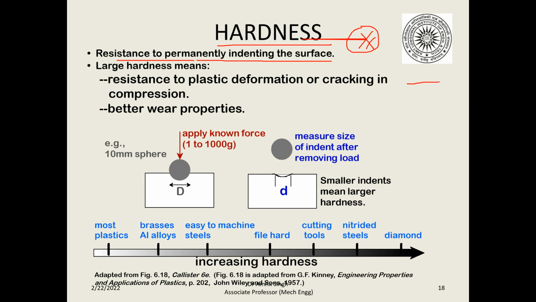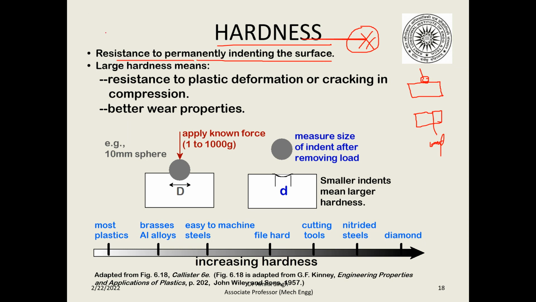Indentation we define it like this. Suppose this is a metal block, and we apply a load by, say, a steel ball. So when we remove the steel ball, it will make a small impression like this. So this is nothing but indentation. This cavity which is formed is known as the indentation.